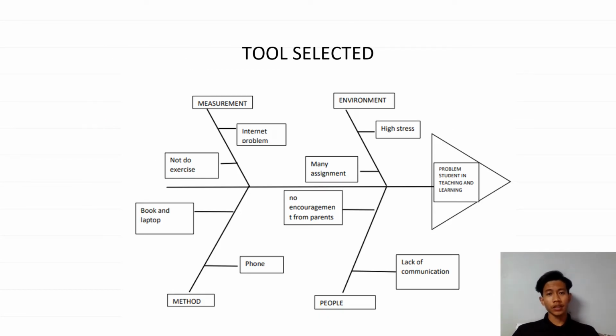Next is tool selection. For tool selection, we got a problem: students in teaching and learning.